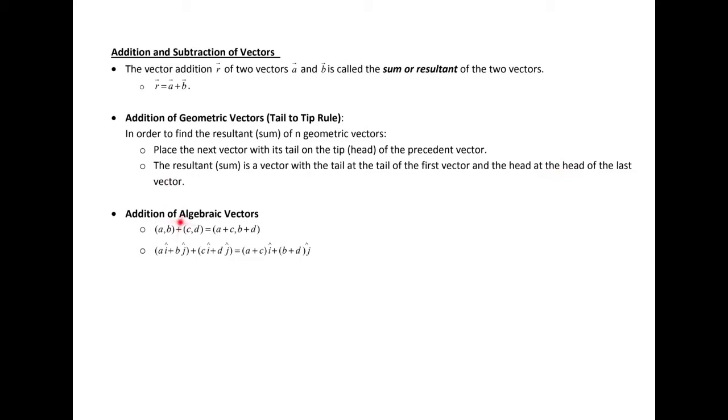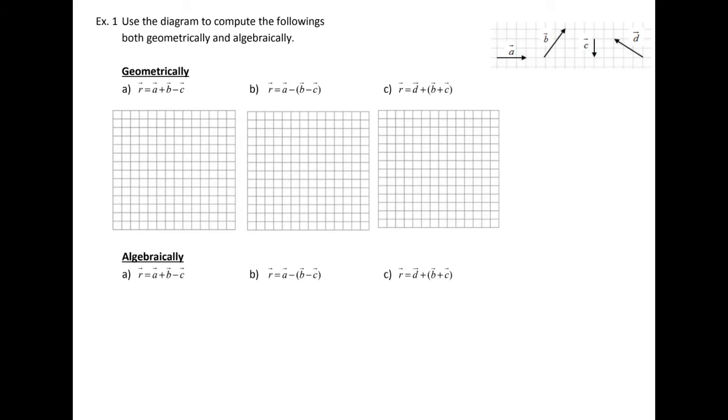If the given vectors are algebraic vectors, which means we know the location of the head as an ordered pair, then the resultant vector can be found by adding the x components together and the y components together. Now, let's do some examples of addition of geometric vectors and algebraic vectors. Example 1. Use the diagram to compute the following, both geometrically and algebraically. So let's look at the diagram on the right. Given the vectors A, B, C, D, we're going to find the following resultants.